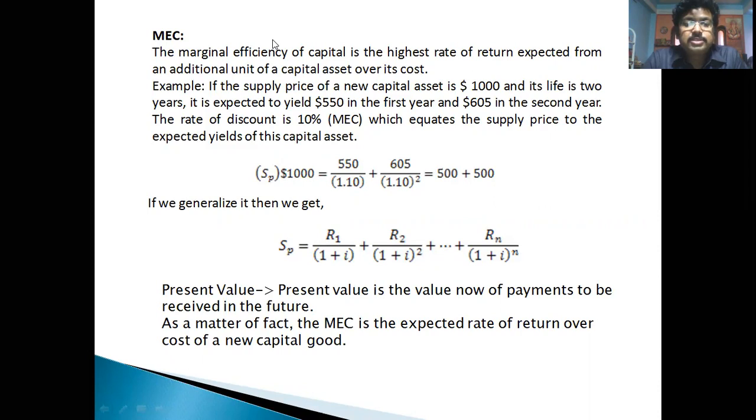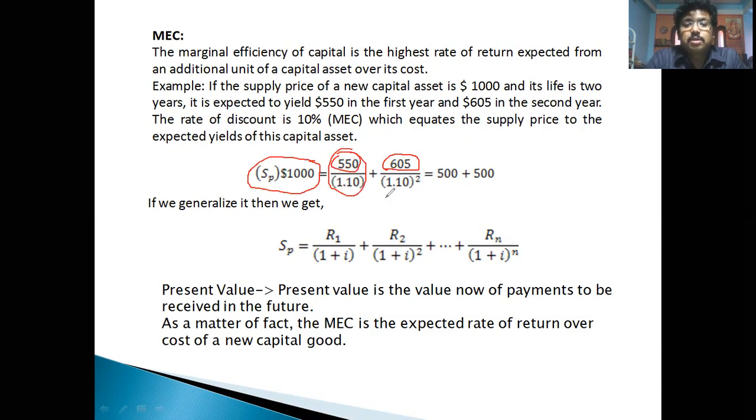So look, this is the supply price of the capital asset, $1,000. And this is the $550, which you expect in the first year. And this is the $605, which you will expect in the second year. So the present value of $550, because you will get it after 1 year, is 550 divided by 1.10, because the rate of discount is 10%. So 1 plus 10% is equal to 1.10.